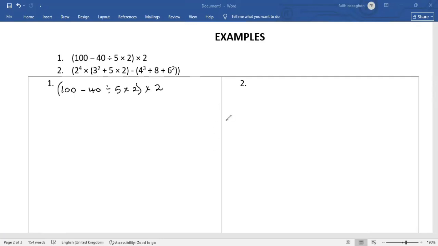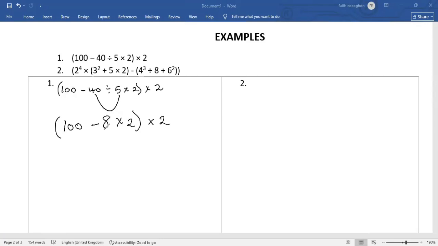Now, in the bracket, we have subtraction, we have division, then multiplication. Remember that division and multiplication have to come first before addition and subtraction. And which one comes first in the equation? Your division comes first. So I'm going to do my division first. So 40 divided by 5 will give me 8. So I still have my 100 minus 8 times 2, then times 2 out here. So you see, the only thing I've done is 40 divided by 5.